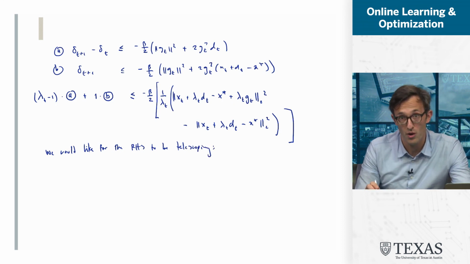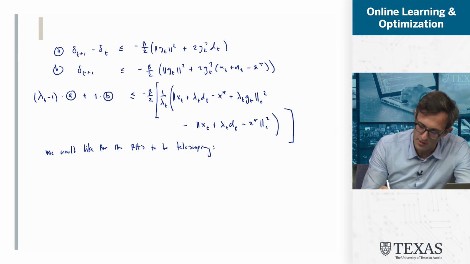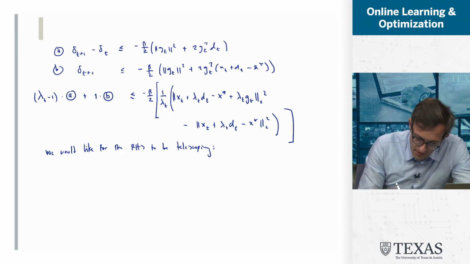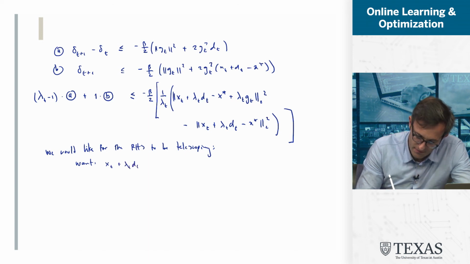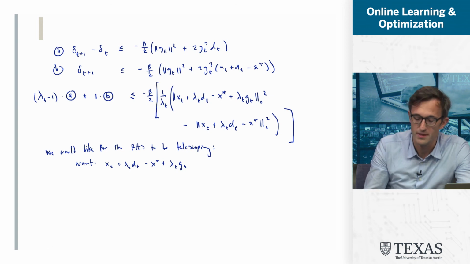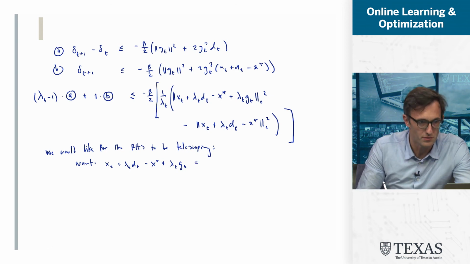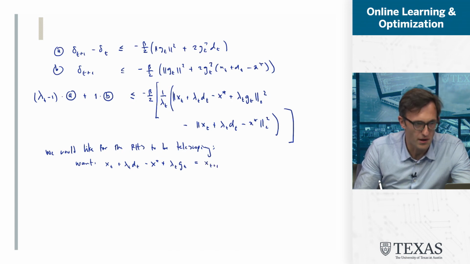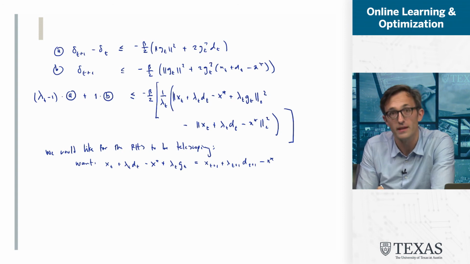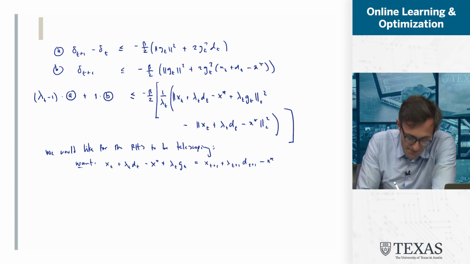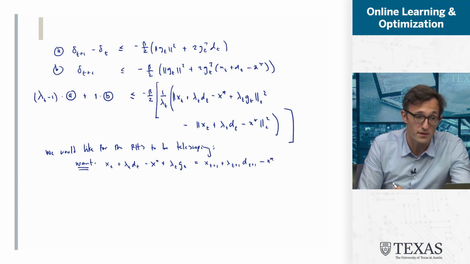What does that mean? Let's just write out what we want and see if we can make it so. In other words, writing out what's inside of the norm, I want x_t plus lambda_t d_t minus x star plus lambda_t g_t. This is the first term inside, that's the first norm. I'd like for this to be equal to x_{t+1} plus lambda_{t+1} d_{t+1} minus x star. And you see that? If that were the case, then I would exactly have this telescoping property between these two norms.